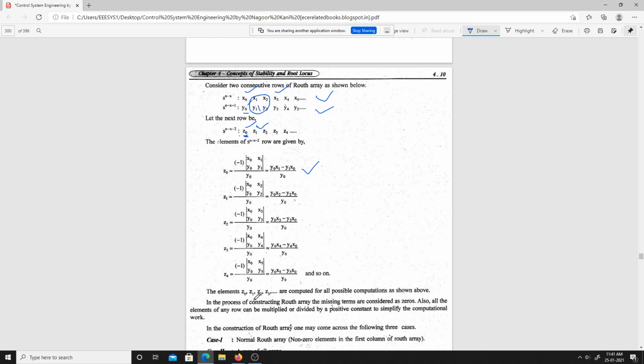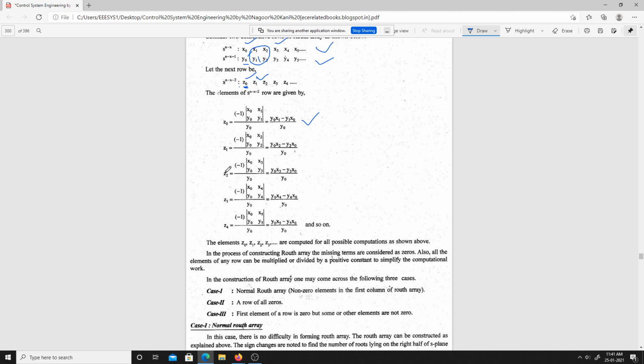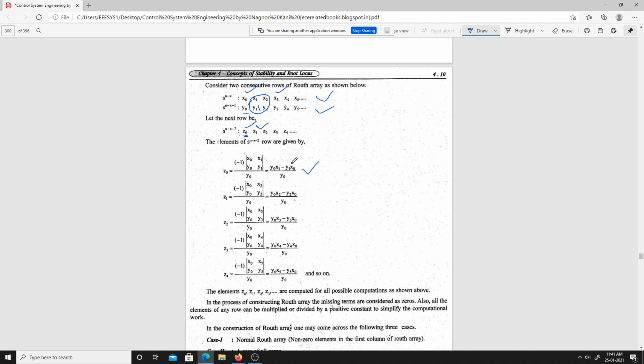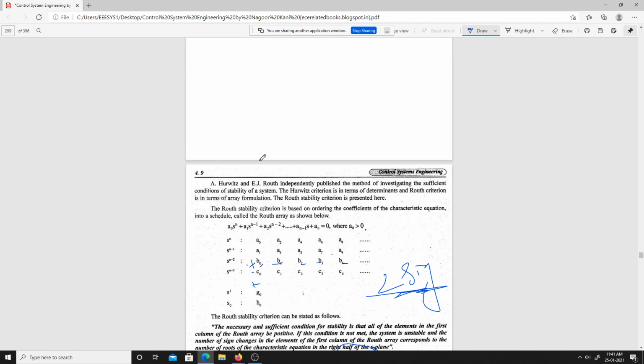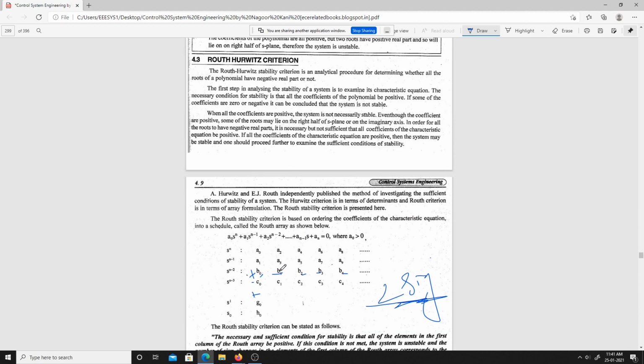So the elements z1, z2, z3 are computed for all possible computations as shown here. Is it clear? Now, I hope it is clear for all how we are going to calculate the elements b0, b1, b2, b3. So for finding b0, see here, b0 is what we are supposed to find out.